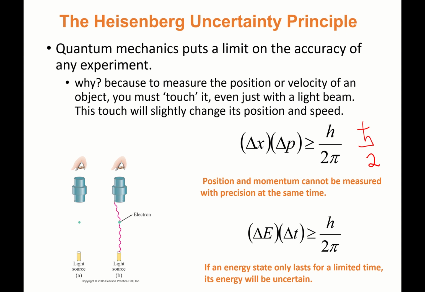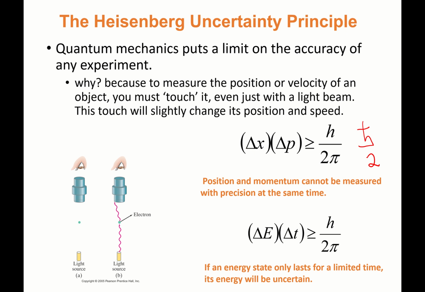We're going to use the uncertainty principle as being delta x delta p is greater than or equal to just h bar. So position and momentum cannot be measured with precision at the same point in time, nor, it turns out, can energy and time. If an energy state lasts only for a limited time, then there's uncertainty in its energy, so that delta E times delta t is greater than or equal to h bar.